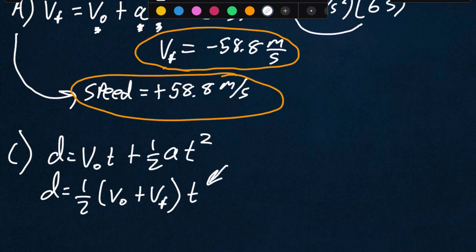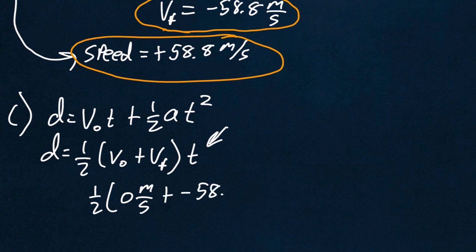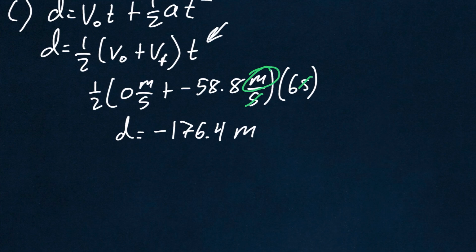So if we plug in the numbers that we know, we get 1/2 times 0 meters per second plus negative 58.8 meters per second, times 6 seconds. If we plug this into our calculator, we get D equals negative 176.4 meters. And it is always good practice to make sure that your units cancel out and make sense for what you are trying to solve, which in this case, they do.